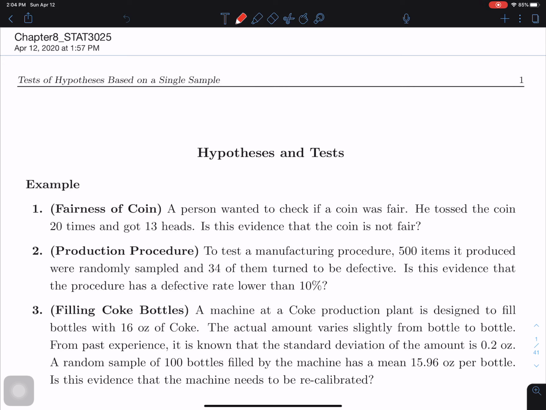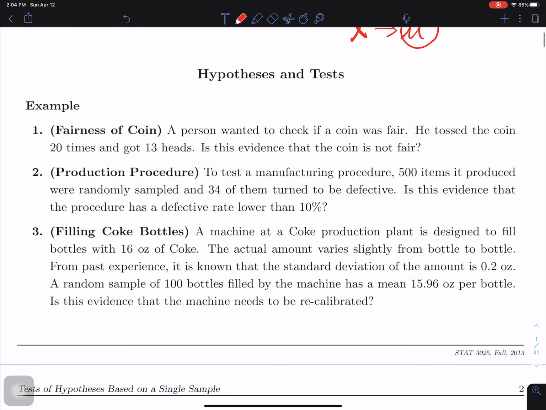In previous lectures, we learned about point estimator, say x bar, about a population parameter mu. Now, today we would like to talk about hypotheses and tests to infer some properties about mu. So here are some very intuitive examples.